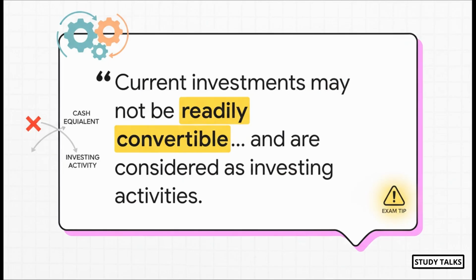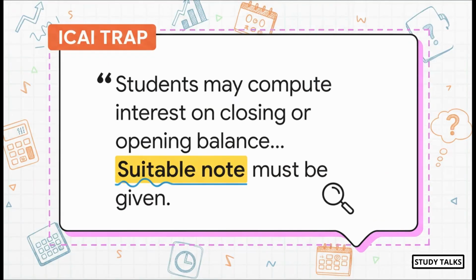Please remember this. Trap number 2 is all about interest calculations, especially when new debentures are issued partway through the year. So, do you calculate interest on the opening balance, the closing balance, something in between? Here's the deal. The examiner actually gives you some flexibility, but you have to be clear. The rule is simple. Pick a reasonable method, whatever it is, and then, this is the most important part, state your assumption clearly in a note.